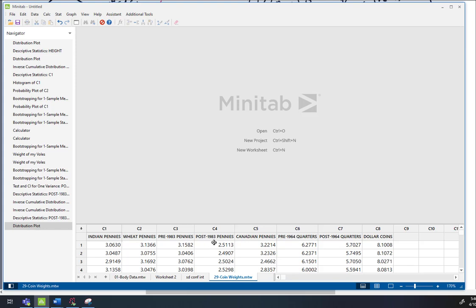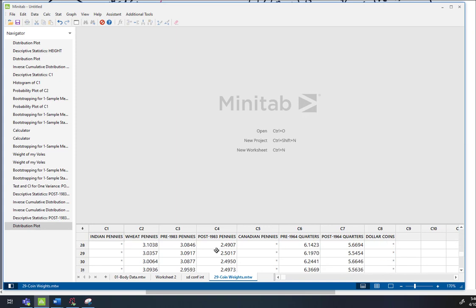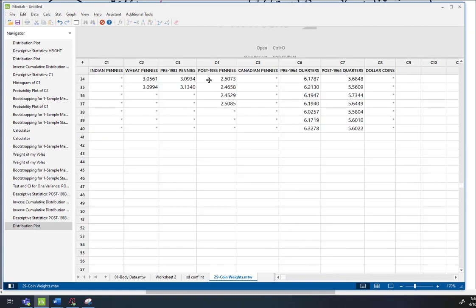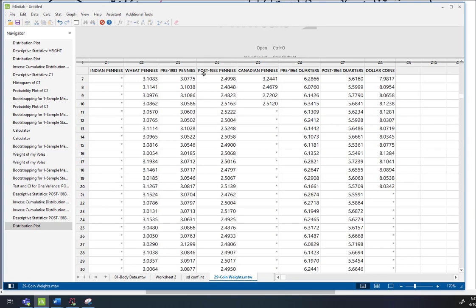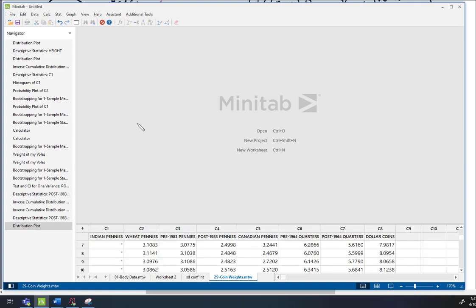So here are our post-1983 pennies. Now let's find the number of post-1983 pennies we have, and I'm reading here. I'll get this up where you can see it a little better. It looks like there are 37 in our sample, and so that would be degrees of freedom of 36. So we've got 37 in the sample, so 36 degrees of freedom. You just have to remember that with me and help me, remind me as I forget.